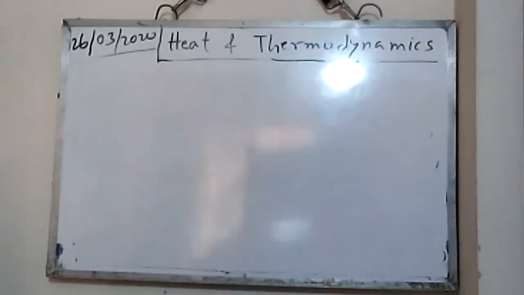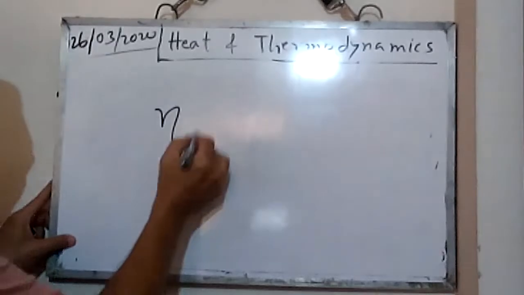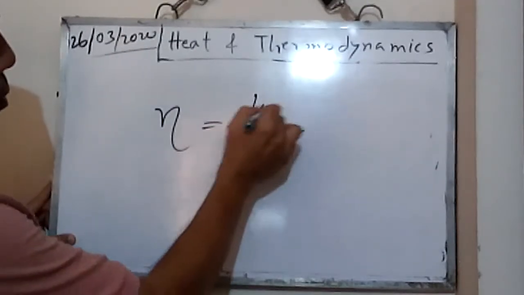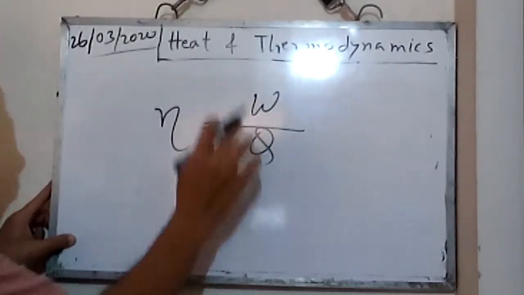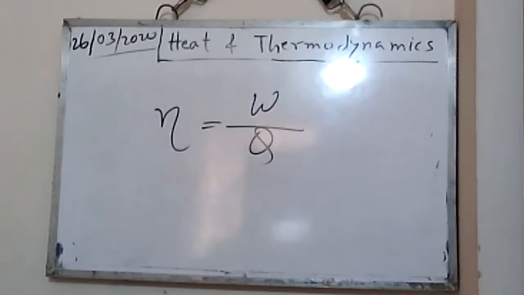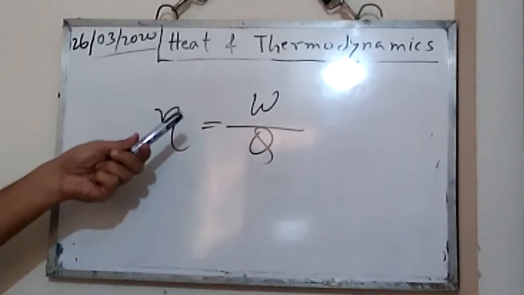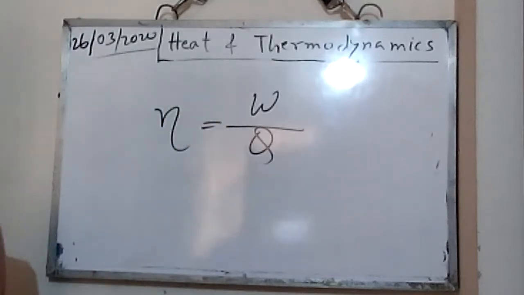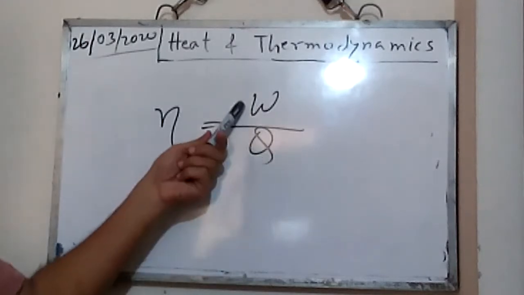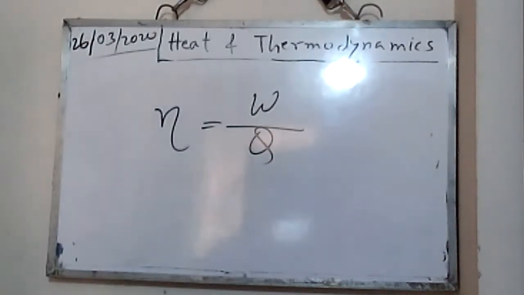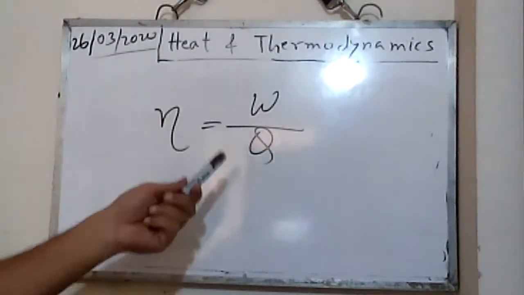Efficiency of a system. Efficiency equals output by input. Output is work done and input is the given heat energy, the given heat energy and the work done of the system. Output by input.